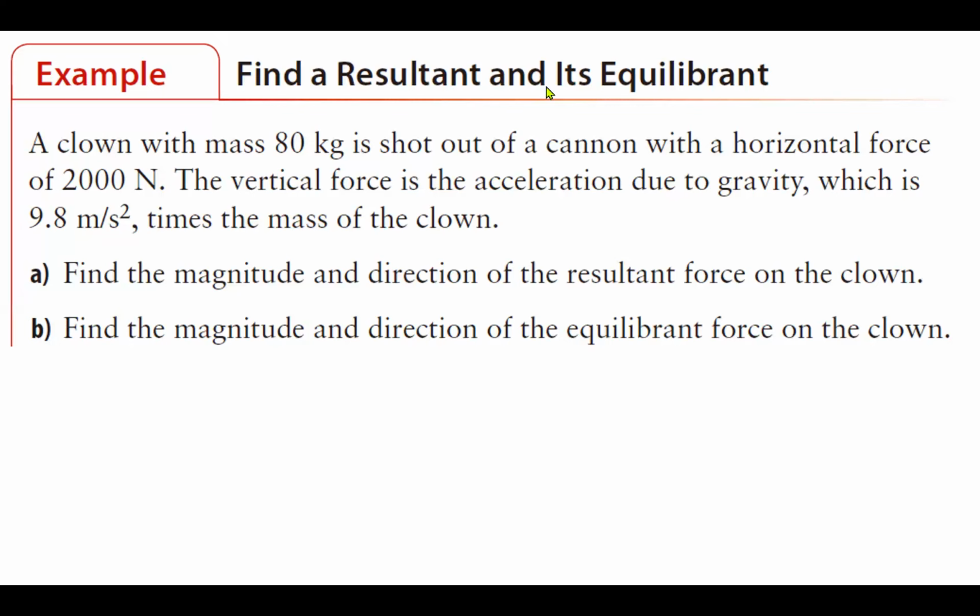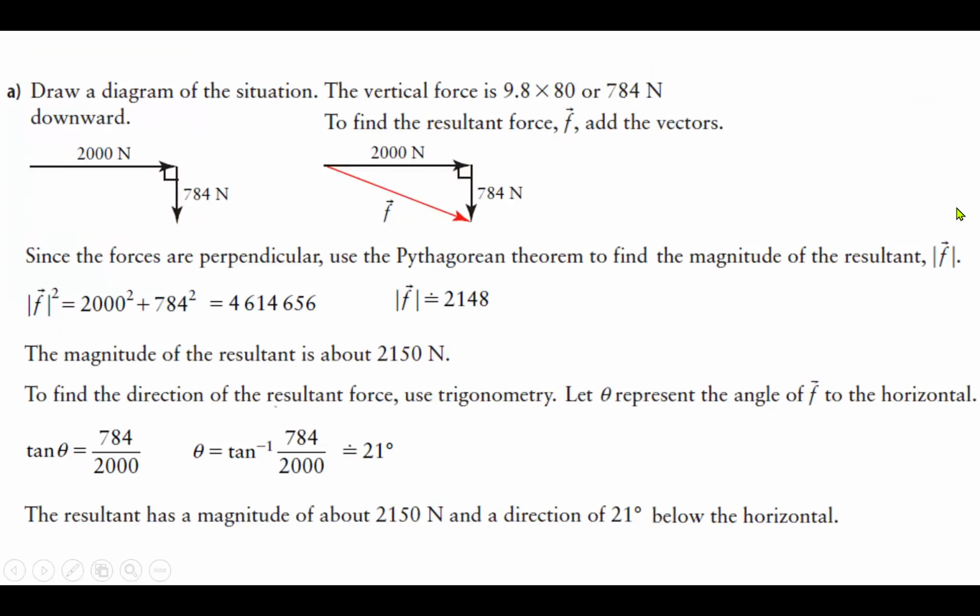Okay, have you finished? Let's have a look at the solution. So we can draw a diagram of the situation. So vertical force is 9.8 times 80, or 784 newtons downward. To find the resultant force F, we can add the two vectors, right? Since the forces are perpendicular, we can use the Pythagorean theorem to find the magnitude of the resultant force.